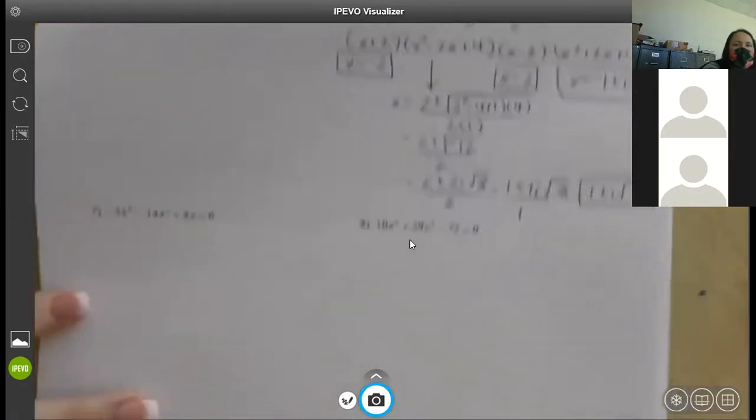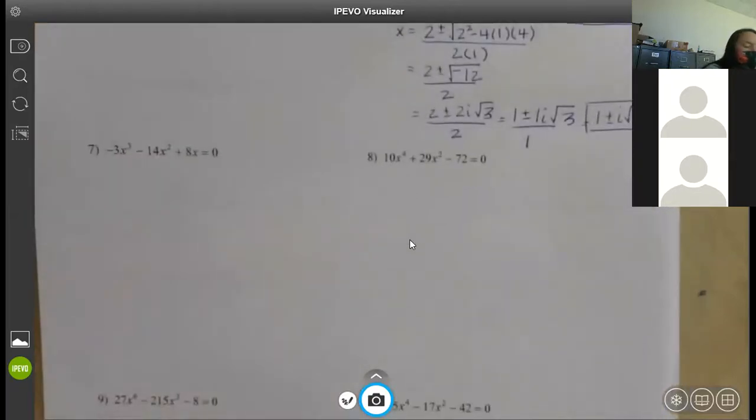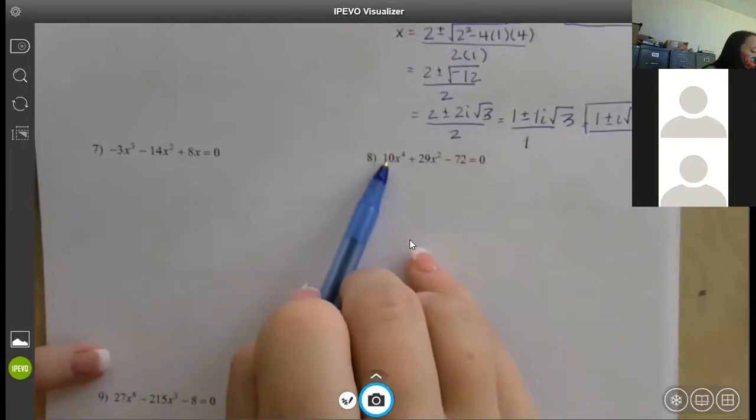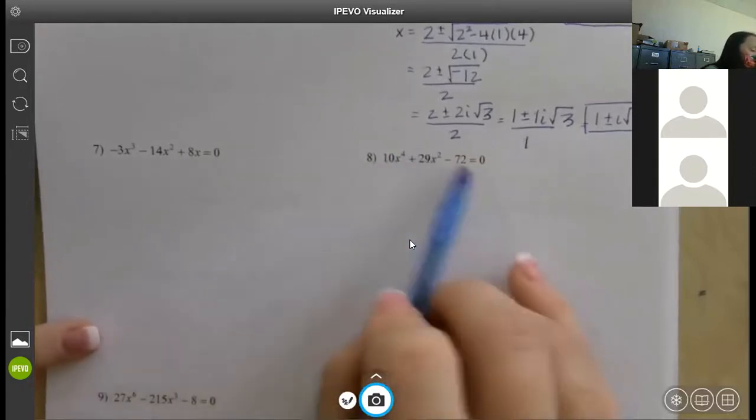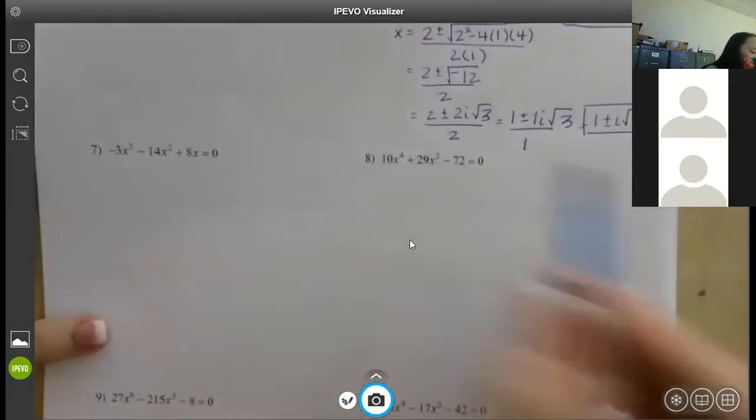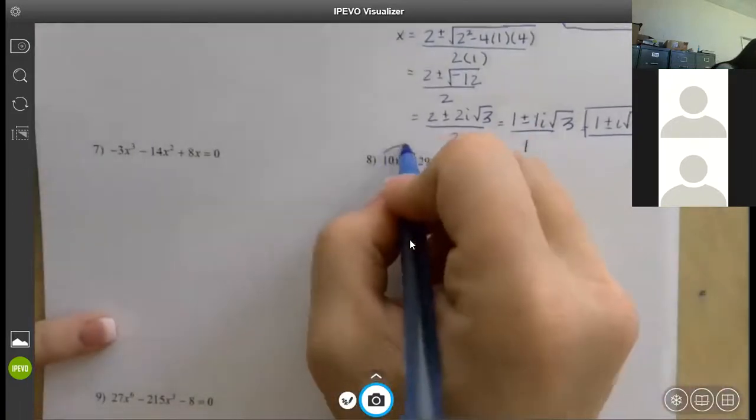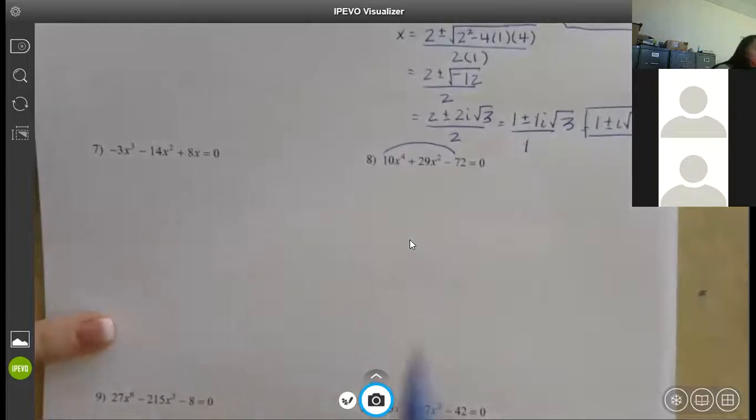Okay. So number 8, we have 10, 29, and -72. And they don't have any factors in common because 10 is 2 or 5. 29 is not divisible by 2 or 5. So that's it. No GCF, no X in all of them. So this one is going to be slide and divide. That's why I want to do this one.